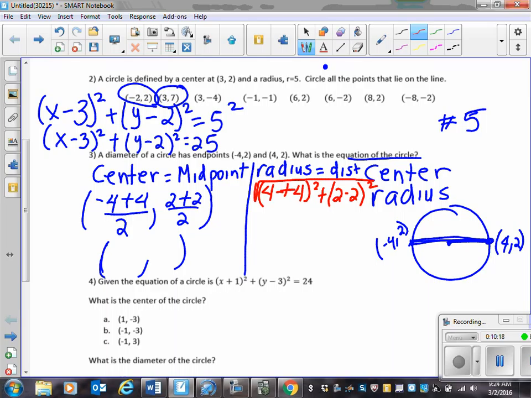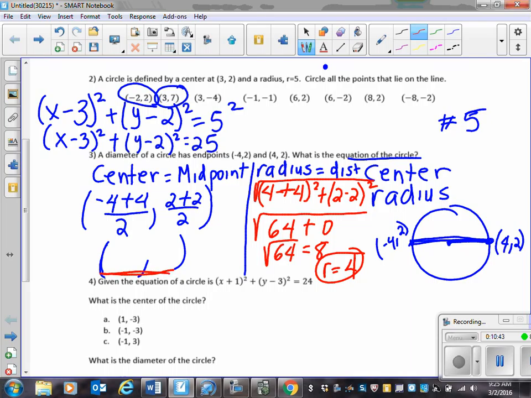So 4, the two negatives end up being positive. So it ends up being 4 plus 4 is 8. 8 squared is 64. 2 minus 2 is 0. So you end up with square root of 64, which is 8. So remember, 8 is going to be the diameter. So to find the radius, you have to cut it in half, which ends up being 4. Okay. Then whatever you found from here would be your center, and this is going to be the radius, and plug it into the equation.